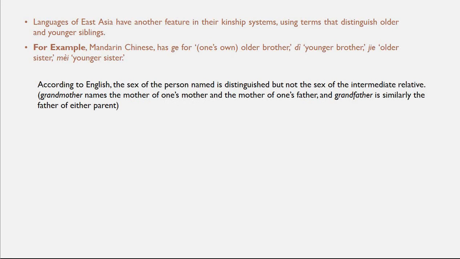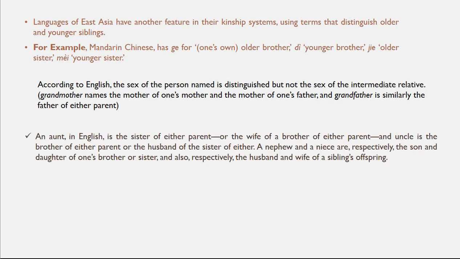And in English, the sex of the person named is distinguished, but not the sex of the intermediate relative. Like grandmother names the mother of one's mother and the mother of one's father. It doesn't matter if she is your mother's mother or father's mother. We say grandmother, only one word. And grandfather is also the father of your mother or father of your father. So we use the same word for both of the persons.